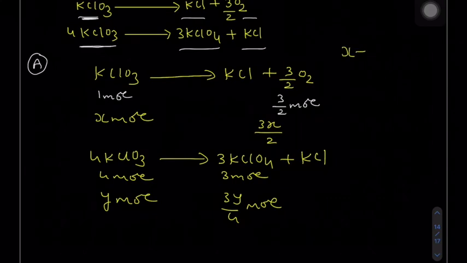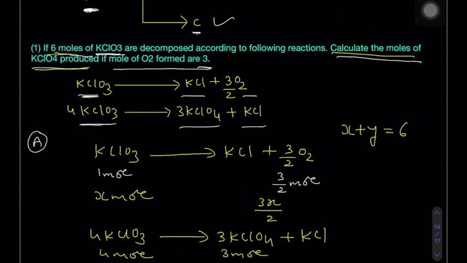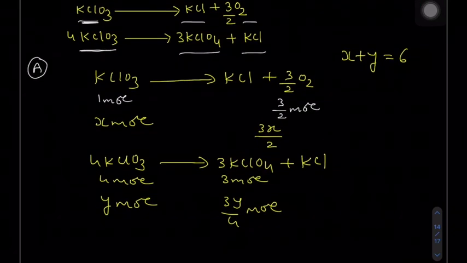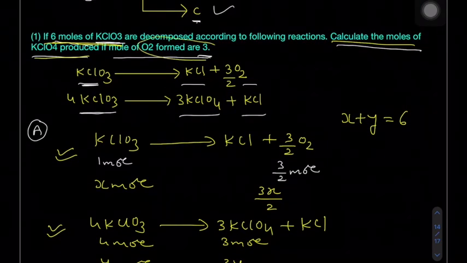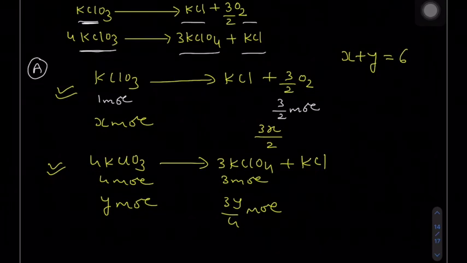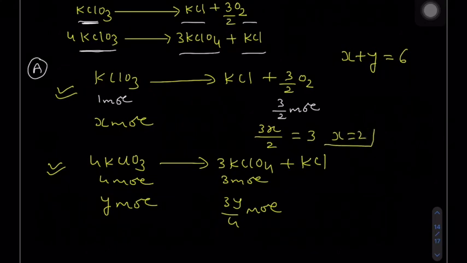Now we know the sum of X and Y is equal to 6, because there are 6 moles of KClO3 in total, out of which X moles decompose according to the first reaction and the remaining moles, that is 6 minus X, or Y moles, decompose according to the second reaction. Now how many moles of oxygen are formed in the reaction? 3 moles. So I am equating 3X by 2 equal to 3. So I am getting the X value here as 2.